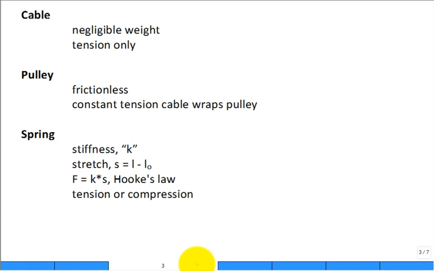So we have cables, we have pulleys, we have springs. A cable, we're not going to have any weight to the cable. We can later, there are sections of the textbook that have the drooping heavy cable in the presence of gravity, but at this point, no, our cables are just weightless. And they're in tension only. It's pretty hard to push a cable. It's just pulling tension.